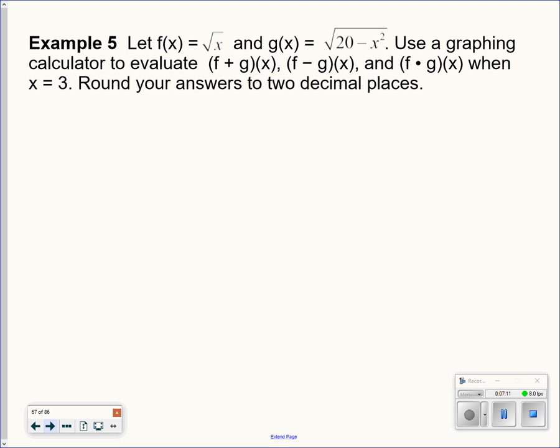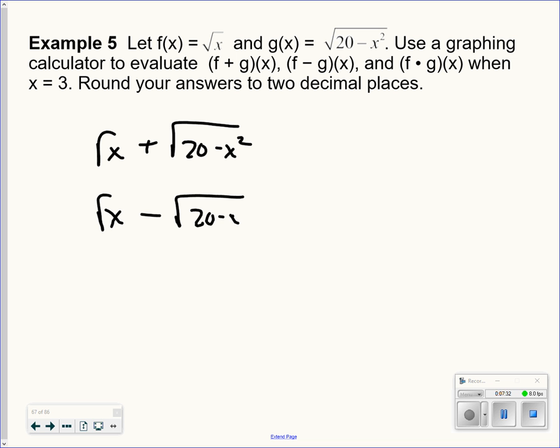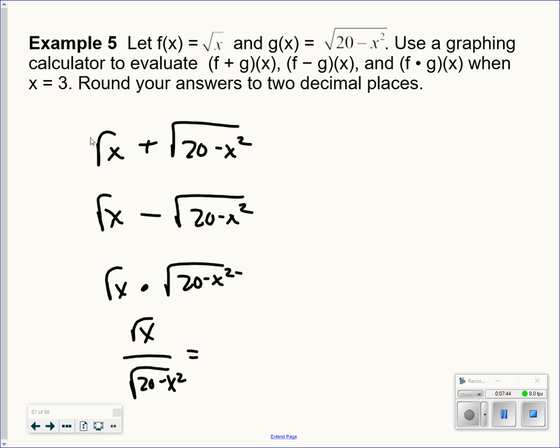Now they want me to use a graphing calculator to evaluate. So I'm going to have to pull out a graphing calculator here. F plus g, F minus g, F times g, and F divided by g when x is 3, and round your answer to 2 decimal places. So they want to know what square root of x plus square root of 20 minus x squared is. They want to know the square root of x minus the square root of 20 minus x squared. They want to know the square root of x times the square root of 20 minus x squared, and then the square root of x divided by the square root of 20 minus x squared.